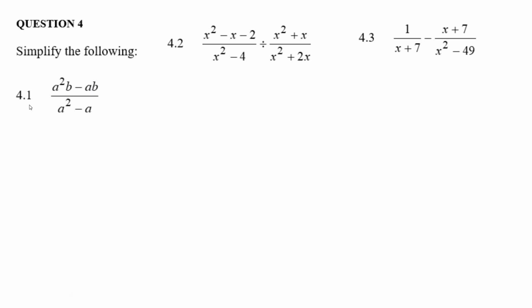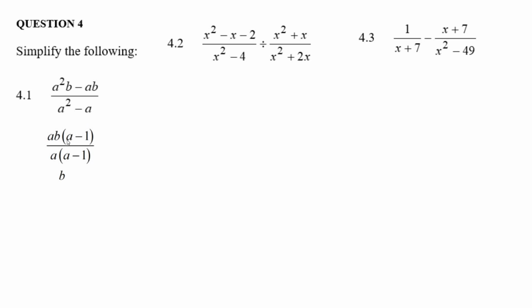Okay, 4.1 here. What is in both of these things? Always look for a common factor, and it's AB that goes into the top. In the bottom, A is here. So AB times A gives me A squared B. AB times minus 1 gives me minus AB. A times A gives me A squared. A times minus 1 gives me minus A.